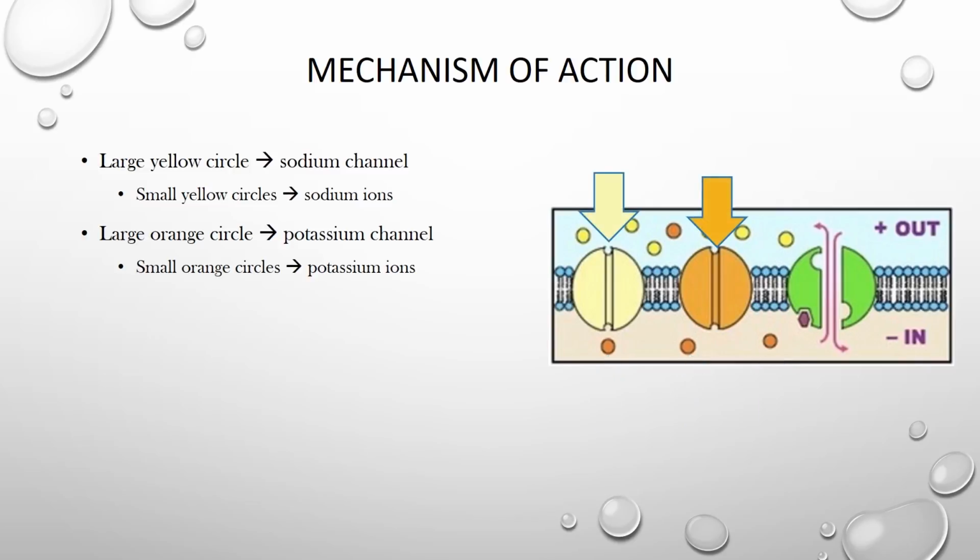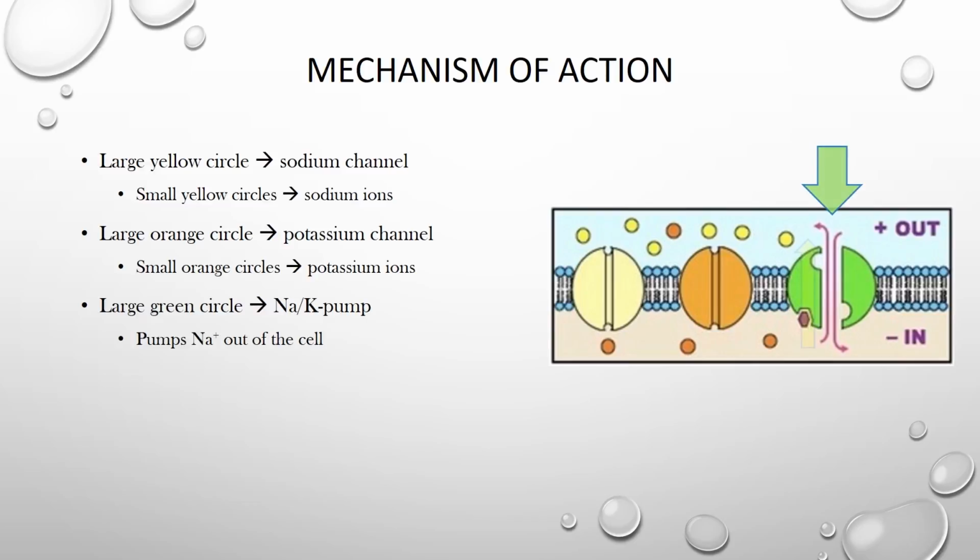In this picture, both the sodium and potassium channels are closed. The only movement of ions happens through the sodium-potassium pump. This pump is the large green circle. This energy-driven pump pumps sodium ions out of the cell and potassium ions into the cell. This action requires energy since the ions are moving against their concentration gradient.